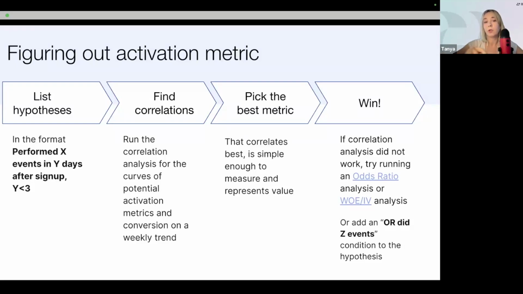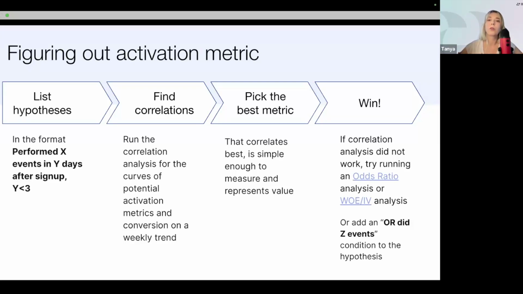And the conversion on a weekly trend. So you take the conversion historically, and you also take the historical data from the customers who performed some specific events. Once you have this kind of correlation done, you can pick the metric that correlates best. It's also important that it should be simple enough, and it should represent the value from your product.